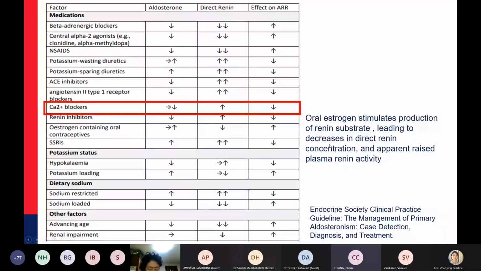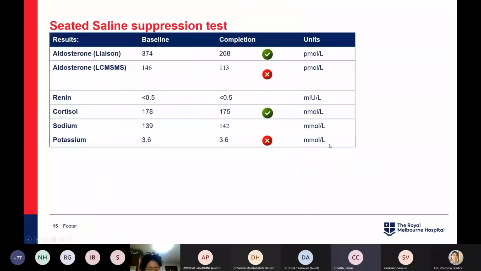So that aside, back to our 40-year-old man who had high blood pressure for 2 years on amlodipine, a fast-acting calcium channel blocker, and these are his results. I've already put in the tick to say that if you look at the Liaison assay alone, then yes, his completion aldosterone was greater than 220 picomoles per liter. Therefore, it's a positive saline suppression test. But the same sample sent to the mass spec laboratory was below the 140 cutoff, which gives us a discrepant result.